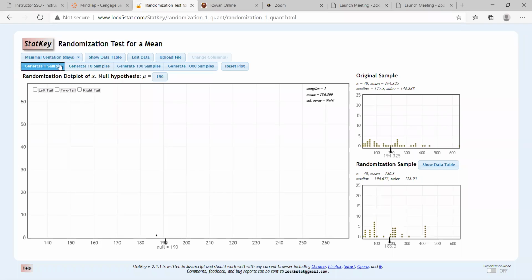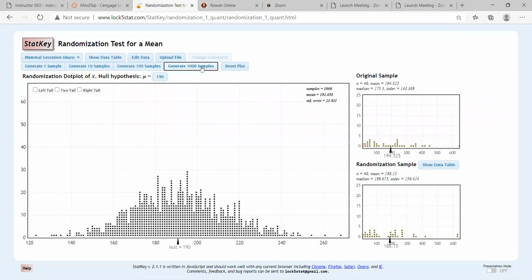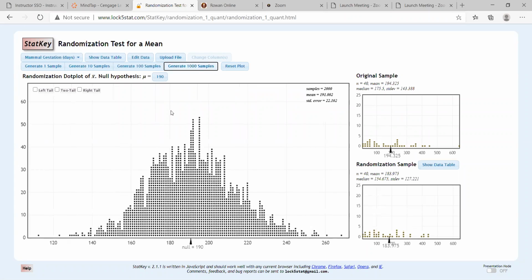I can choose several of them, close to 190. Let's just create 1,000 of these, maybe 2,000. Let's create 2,000 samples, size 40. These are randomization samples. Now, remember the null hypothesis is 190. Mu is equal to 190 is the null hypothesis. I've made that the null hypothesis.